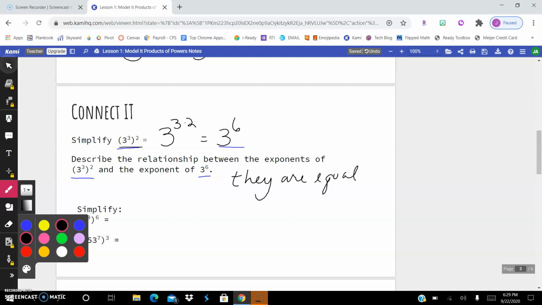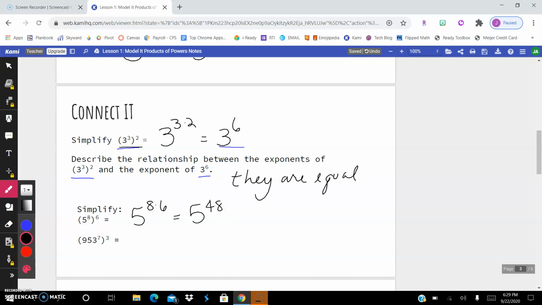At the bottom here, we have to simplify 5 to the 8th to the 6th power. So keep the 5 and multiply your two exponents. 8 times 6 would be 48. So 5 to the 48th power. Next, 953 to the 7th raised to the 3rd power. So keep that 953 and multiply your exponents. So 953 to the 21st power.